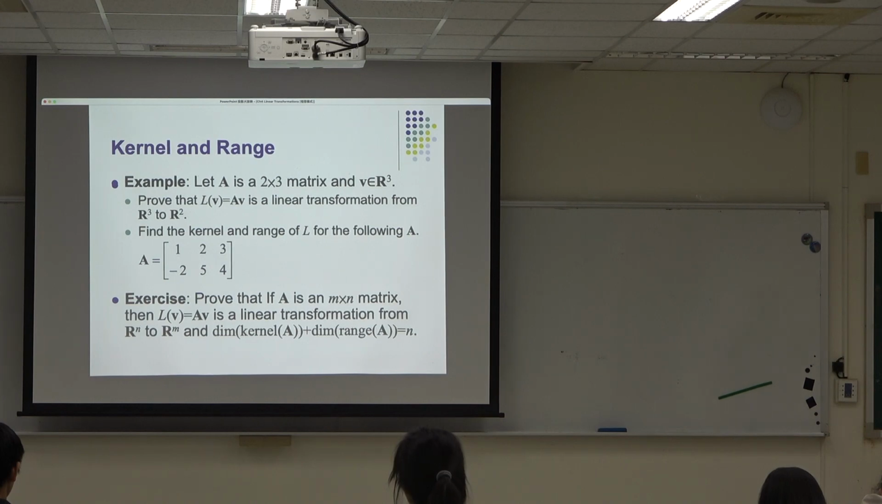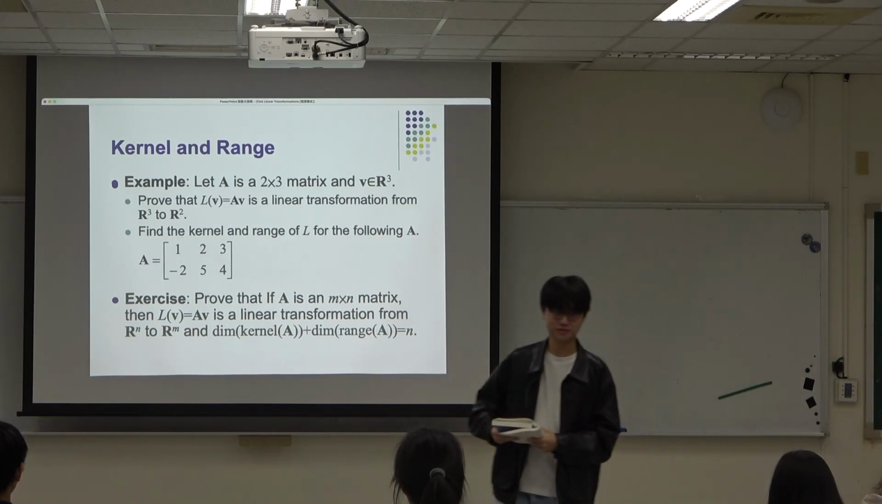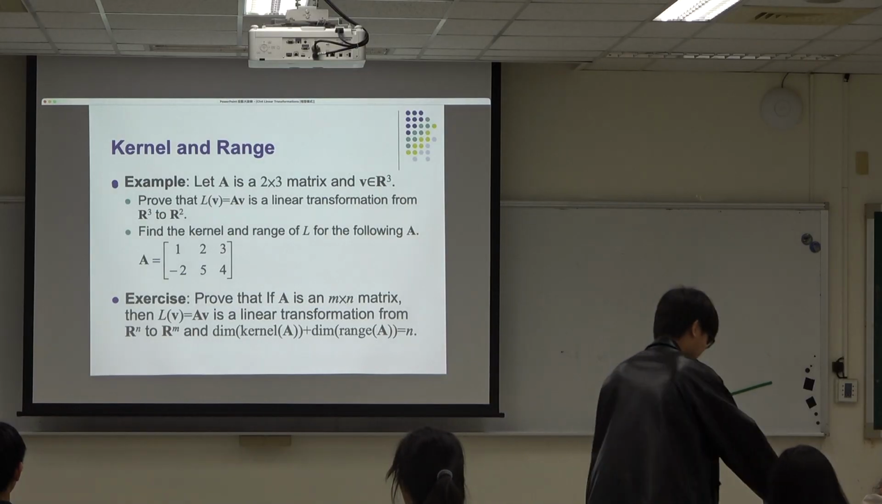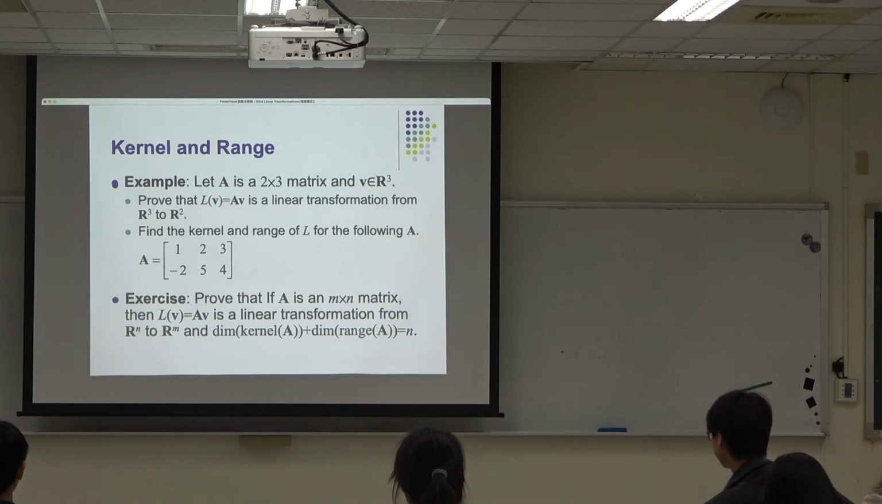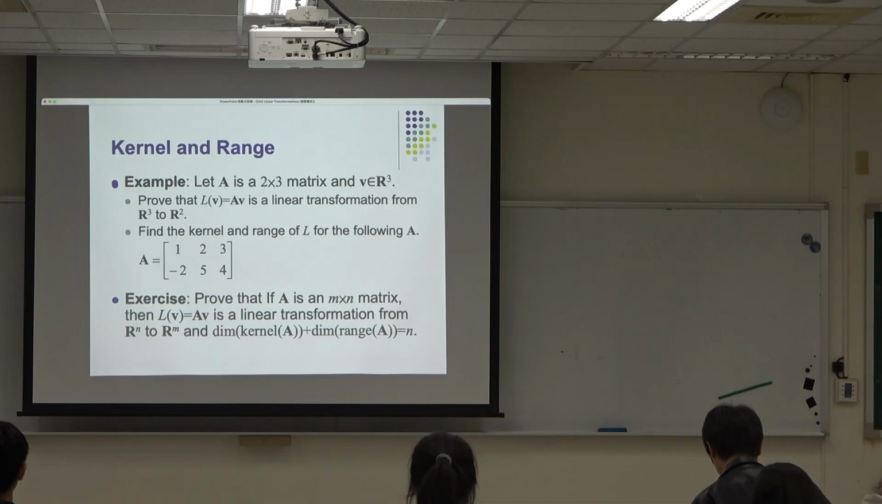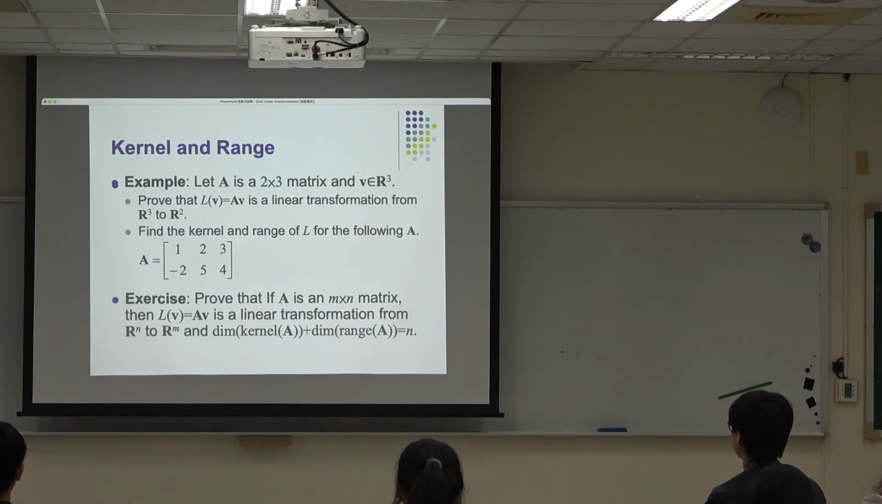Okay, so let's continue. So we want to see some examples of the kernel and range. Prove that L(v) = Av is a linear transformation from R3 to R2.